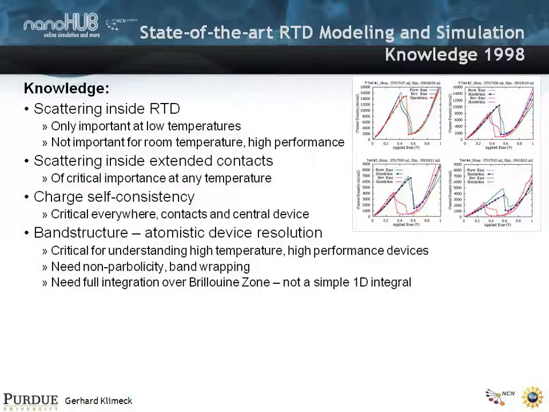And that band structure, an atomistic device simulation, was the critical understanding for high temperature, high performance devices. You need to include the non-parabolicity, the band warping. You need to keep the integration over the full Brillouin zone, not a simple 1D integral. And if you put that together, even without scattering in the central RTD, you can pretty much explain all of the high-performance devices that are out there.